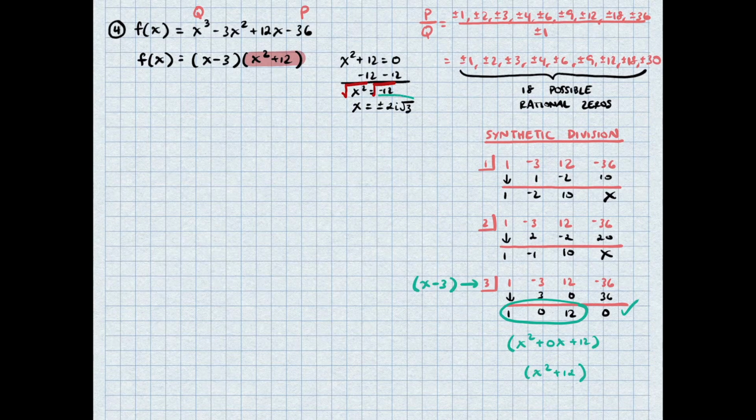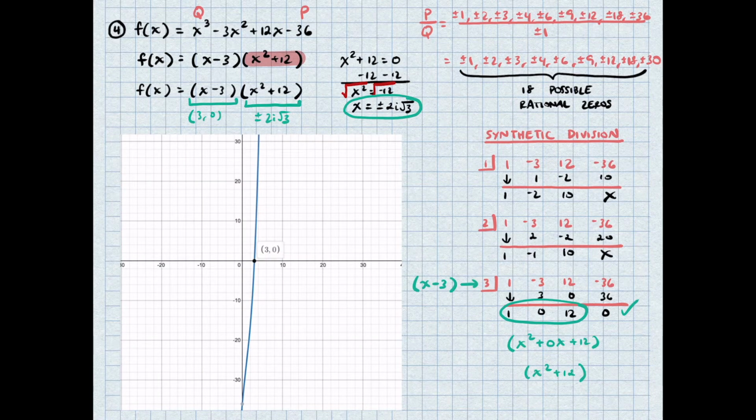Since we found out that these zeros here are complex, that means that we can't factor the x squared plus 12. Our completely factored function is f of x is equal to x minus 3 multiplied by x squared plus 12. We found one rational and real zero here of 3, 0. And we found our other two zeros here, which are complex, but we found out they are actually going to be plus or minus 2i root 3.